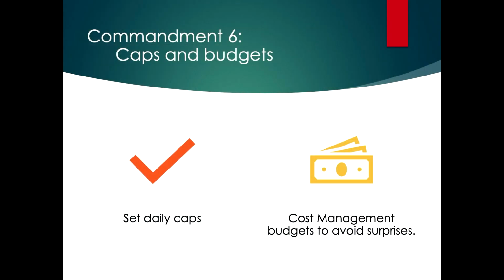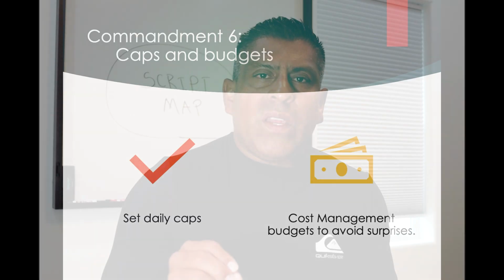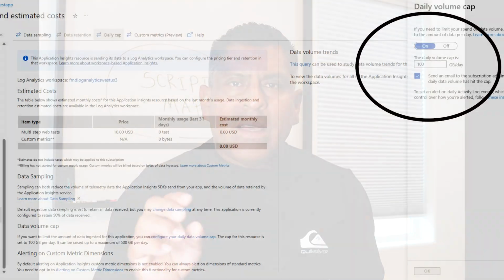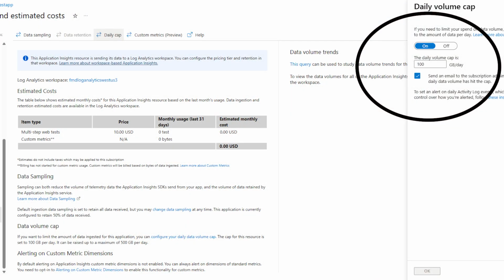Commandment number 6, there are caps and there are budgets. Set a daily cap and use cost management budgets to avoid surprises. In the video where we talked about data retention, I showed you how you can set up daily caps. This is a strategy where you can decide how much you're going to spend on a daily basis. Some people don't like this strategy because they say, once I hit that cap, I'm not going to be ingesting anymore. And that's true.